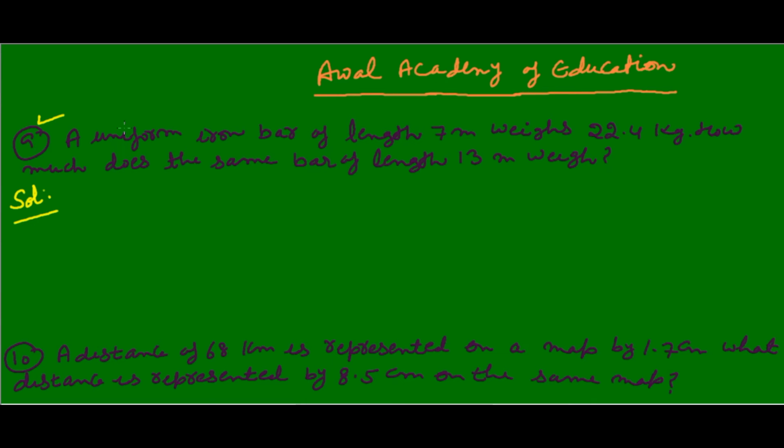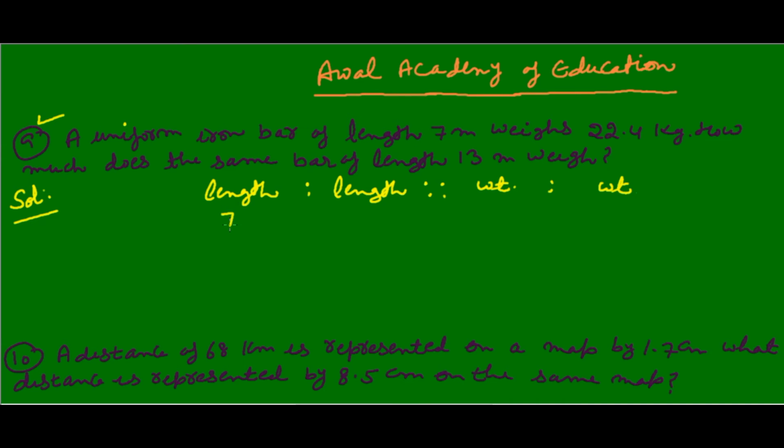That is, in your book, a uniform iron bar of length 7 meter weighs 22.4 kg. How much does the same bar of length 13 meter weigh? Now there are two things, length and weight, right? So we will set them as length ratio length and weight ratio weight, right?